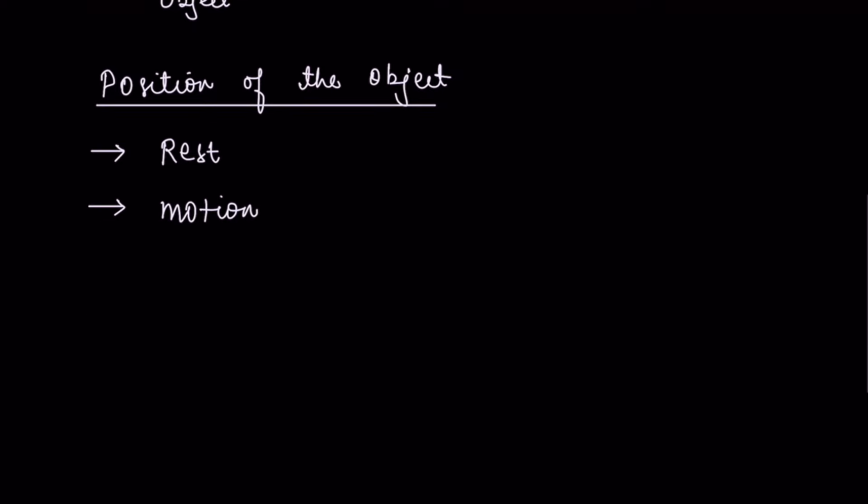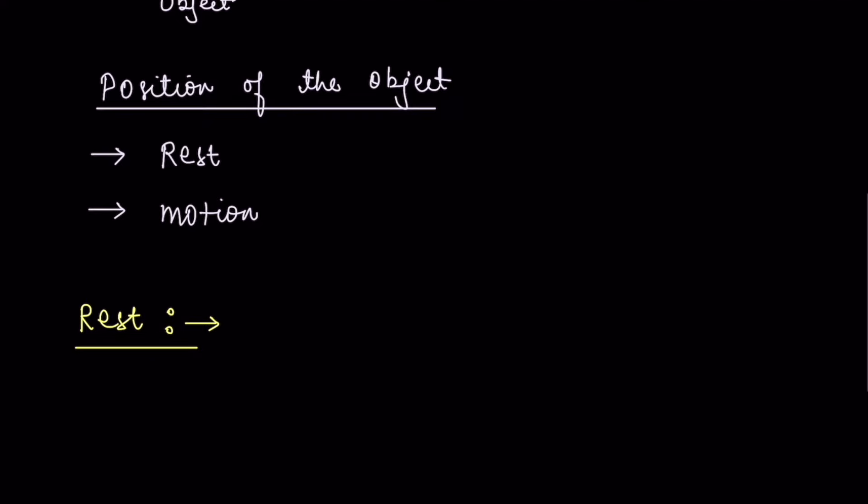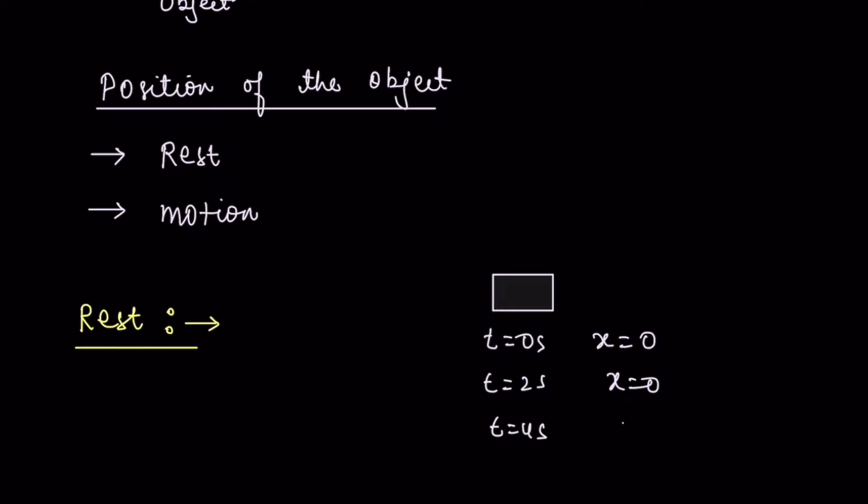So how will we define that a body is at rest? When a body is at rest, it means its position is not changing with respect to time. Suppose when time is 0 second, the body was at rest, so x is 0. When time becomes 2 seconds, x is 0. Time becomes 4 seconds, x remains 0. Means the position of the body is not changing even though the time is changing. Okay, so then the body is at rest.